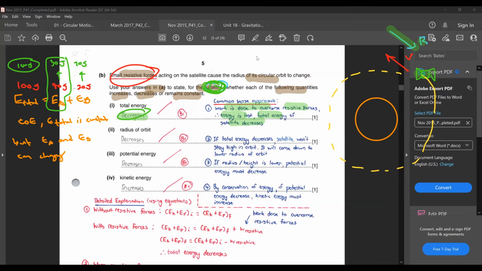What would we then say about the radius of orbit of our satellite? Now, common sense again will tell you if the satellite is having less energy, obviously it cannot stay high up in orbit. It will have to come down to a lower radius. So the answer is that it will decrease. So that one is okay. Then what about the potential energy?